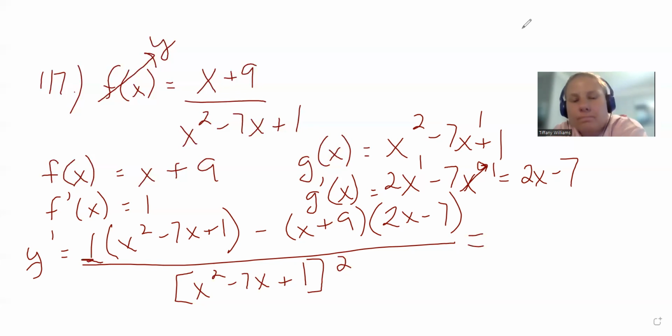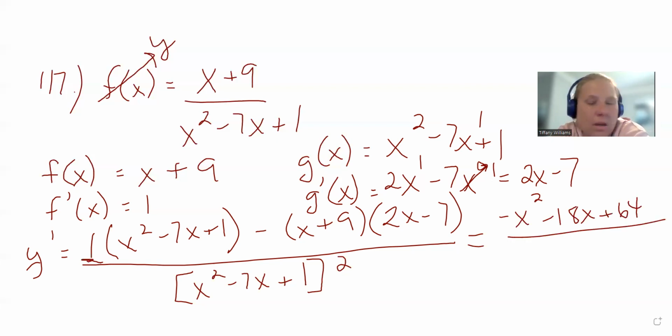So here, if you go through all of that math, you should end up with on the top negative x squared minus 18x plus 64. And that's over. Now notice, I'm not going to touch the bottom. I'm going to leave x squared minus 7x plus 1.